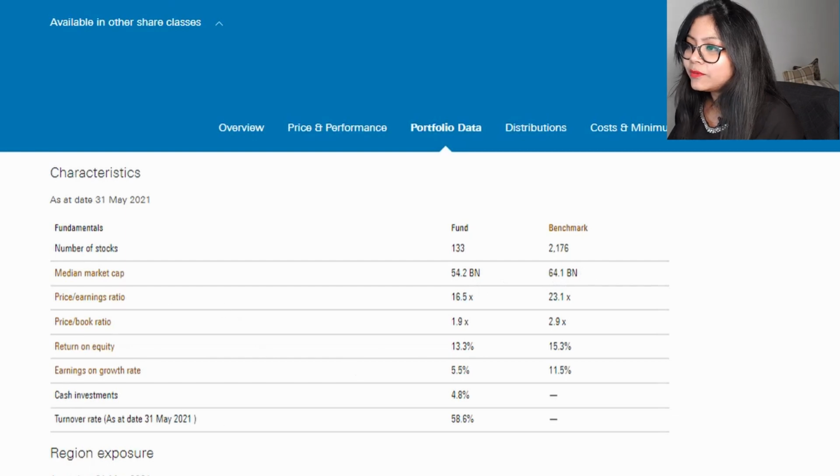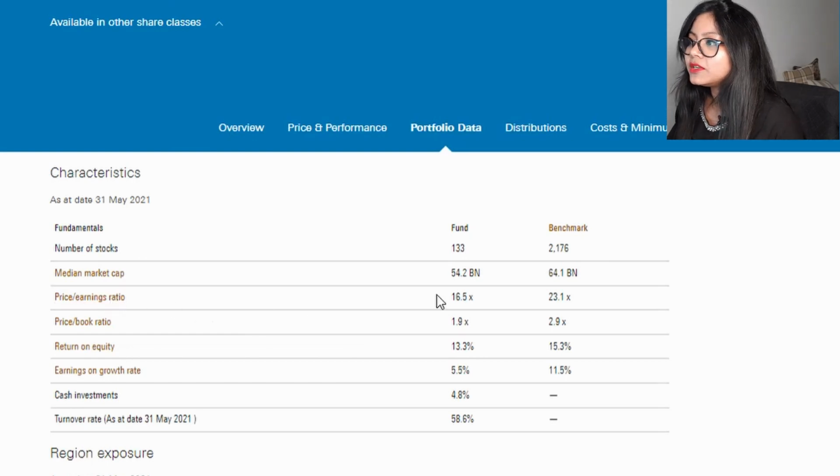You have some of the valuation numbers. Especially if you're investing in an active fund, you would want to compare the valuation or fundamental data of the fund to the benchmark, because that tells you how well the fund manager is actually managing the fund, or what the style of investment of this fund manager is.